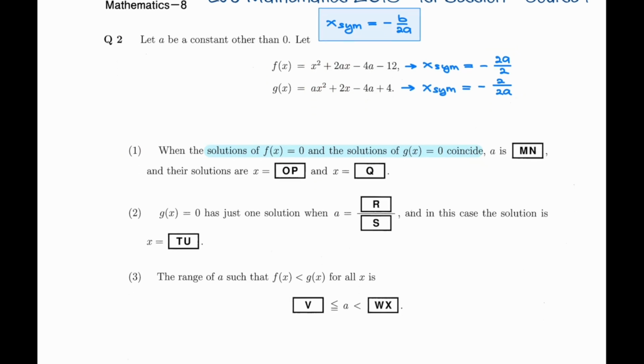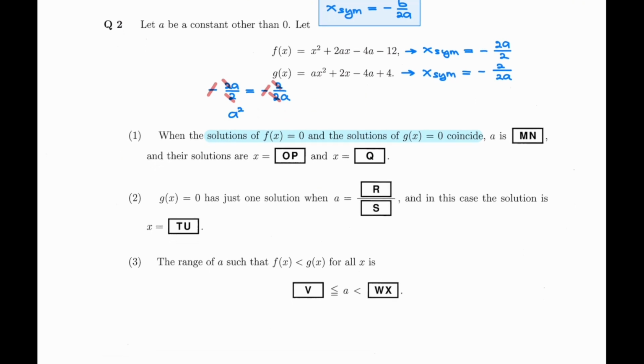If I equate them, I will get negative 2a over 2 is equals to negative 2 over 2a. You can cancel out negative sign here, and then you can cancel out 2 and also this 2. Then a is equals to 1 over a. By cross multiplying this equation, you will obtain a square is equals to 1. Therefore, a is equals to plus and minus 1.